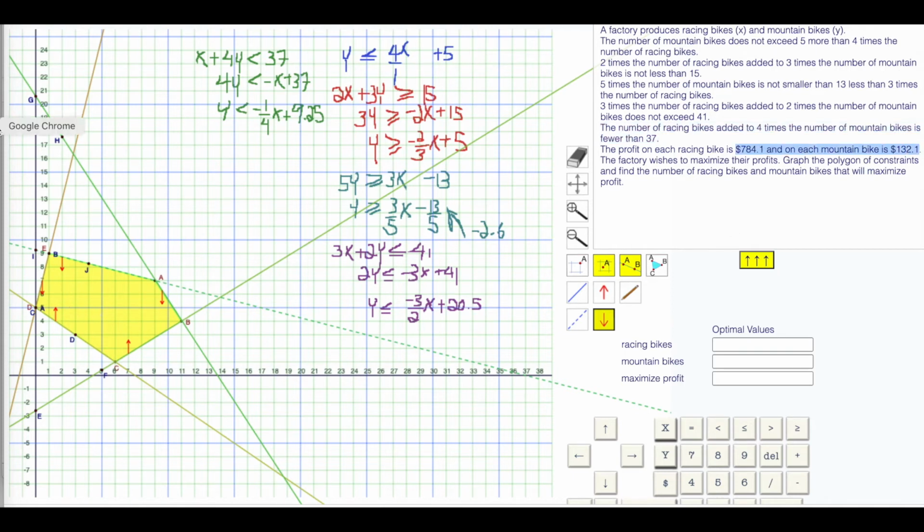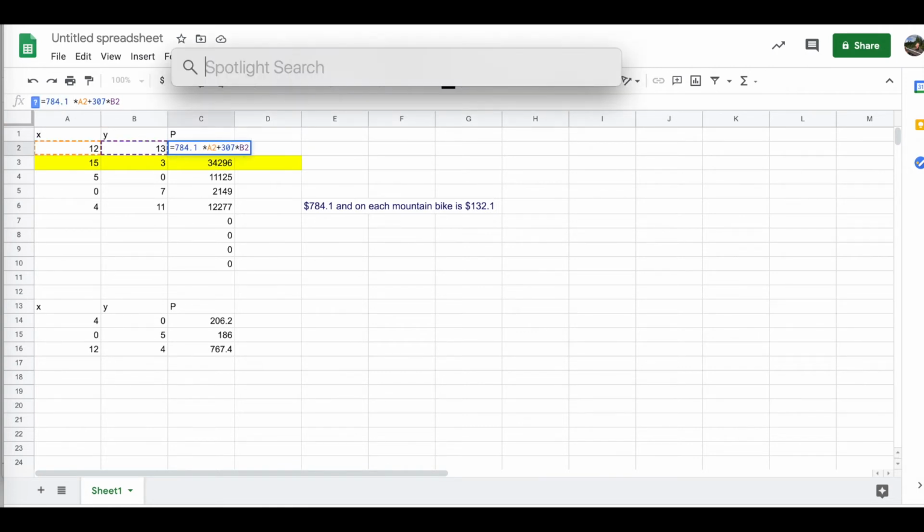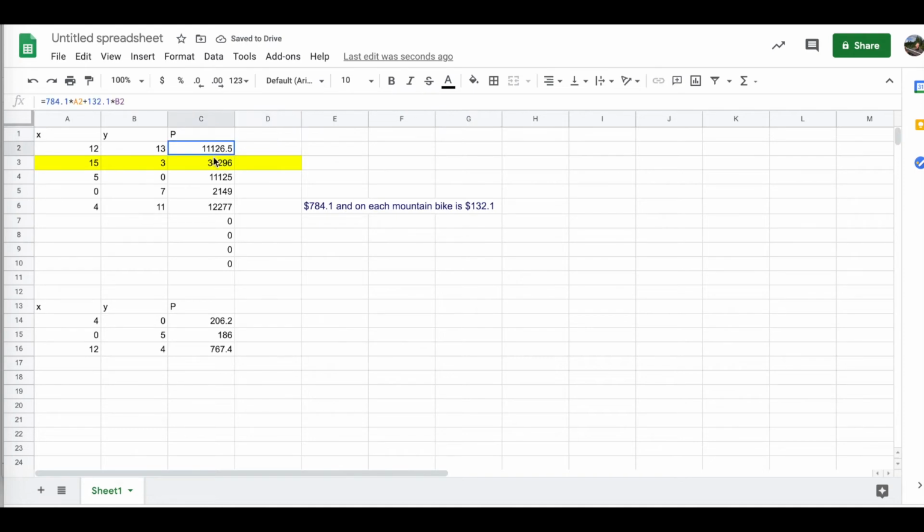I'm going to copy all that. I'm going to go into a spreadsheet. Each racing bike, you're making $784.10 times each x. It's equal to that times the x value, 132, and then I'm going to fill that down.